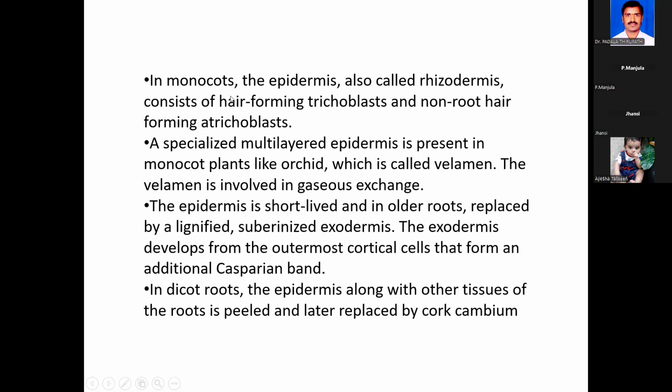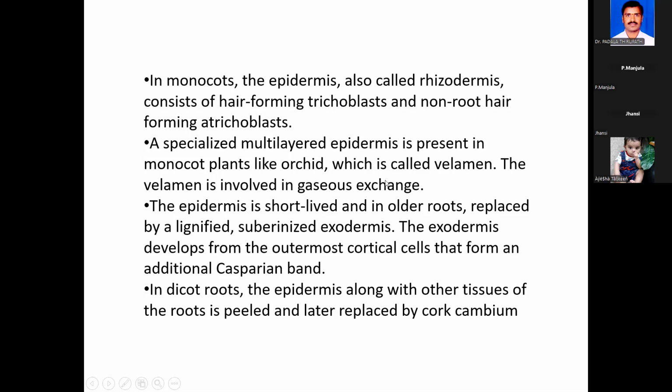In monocots, the epidermis is also called the rhizodermis, which consists of hair-forming trichoblasts and non-root-hair-forming atrichoblasts. A specialized multi-layered epidermis is present in some monocot plants, so here some variations may be seen.